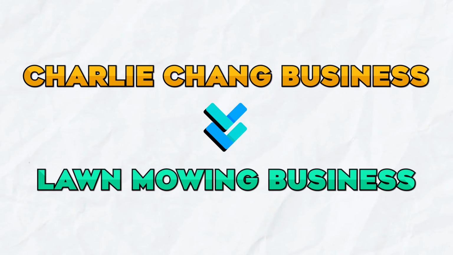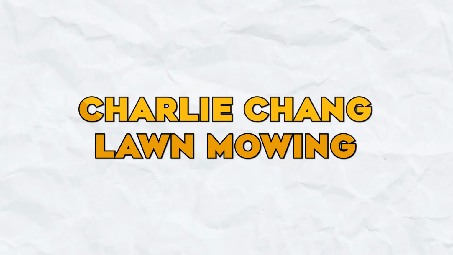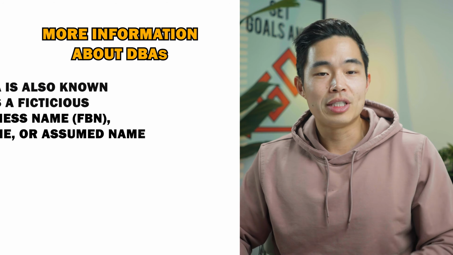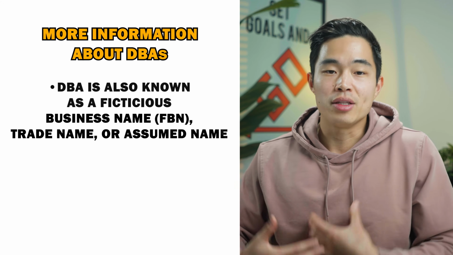The same is true if you're doing a business under your own name, right? So instead of having it under just Charlie Chang, I can file a DBA under my own name called Charlie Chang Lawn Mowing and do business like that. A DBA is also known as a fictitious business name, FBN, a trade name, or an assumed name.